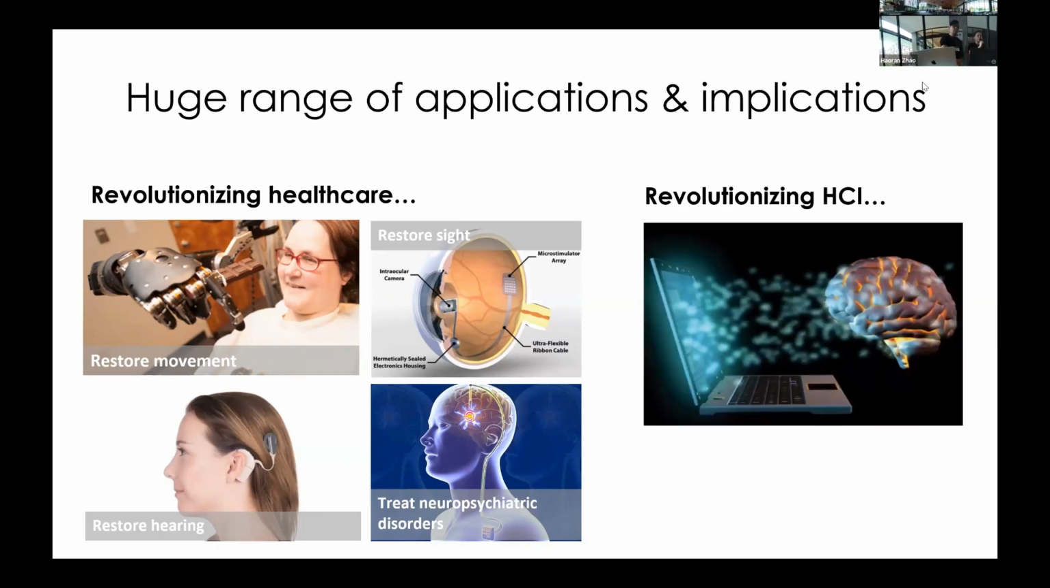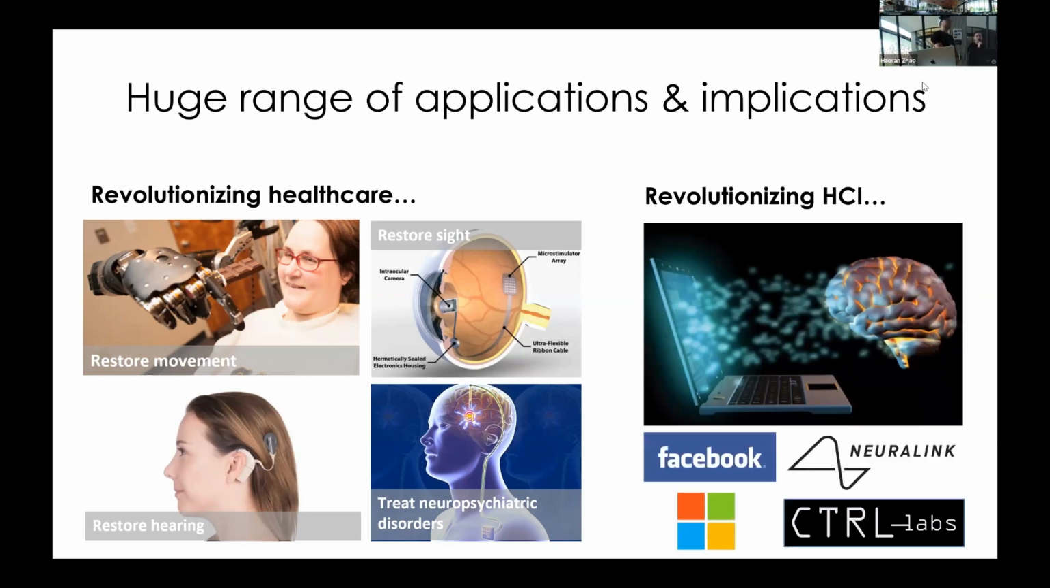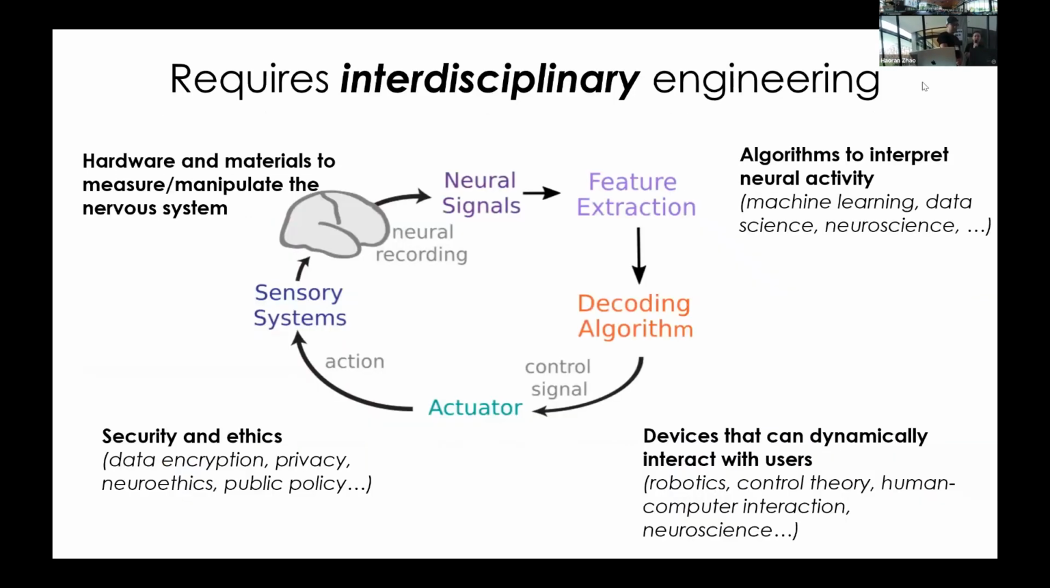This also allows us to revolutionize human-computer interfaces, and there are ongoing research projects by a lot of big technology companies to this effect. But in order to actually work on neural interfaces, this requires interdisciplinary engineering. We need hardware and materials to measure and manipulate the nervous system. We need algorithms to interpret neural activity. We need devices that can dynamically interact with users. And we need to balance security and ethics so that we are handling all of this in a responsible and ethical way.